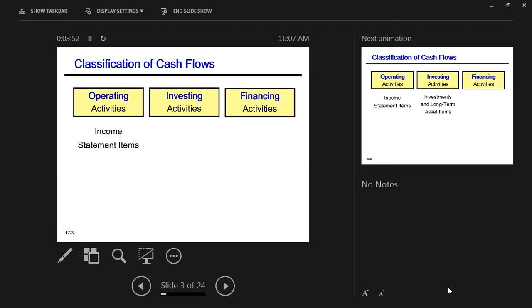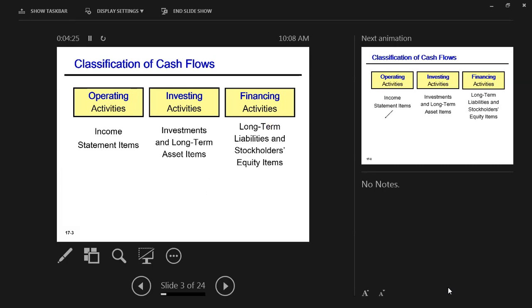So we know that operating activities deal with income statement items. And who are the income statement items? Revenues and expenses. Revenues and expenses are the income statement items that belong to operating activities. Then we also learned that investments and long-term assets belong to investing activities. Long-term assets means property, plant and equipment, land, building, equipment. These are the long-term assets, and they go under investing activities. And we have financing activities like long-term liabilities and stockholders' equity.